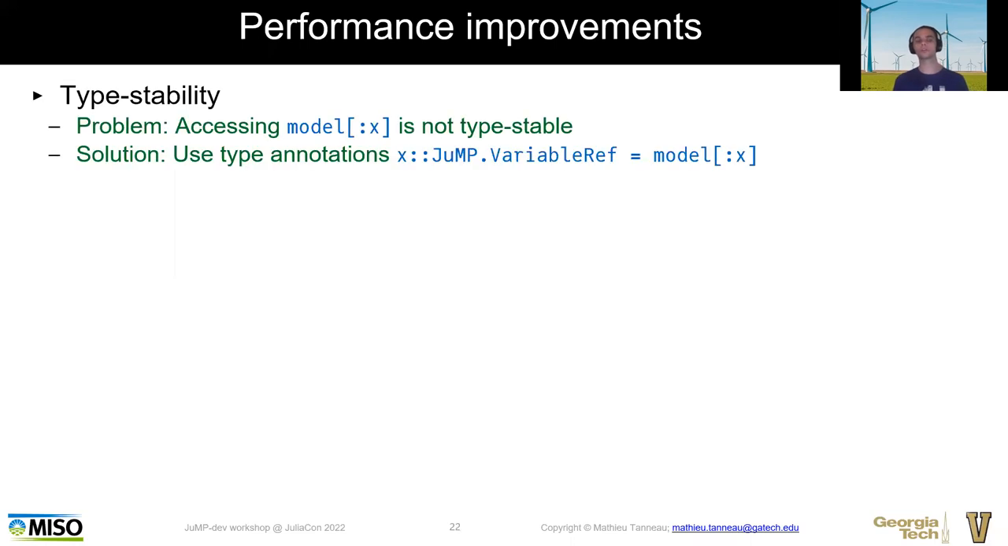So focusing on JuMP, some of the issues that we've seen are things that arise from type stability, which you can fix by annotating the types when, for instance, you query, you access objects that are registered in the model. So it's like a dictionary lookup, and this is typically not type stable.